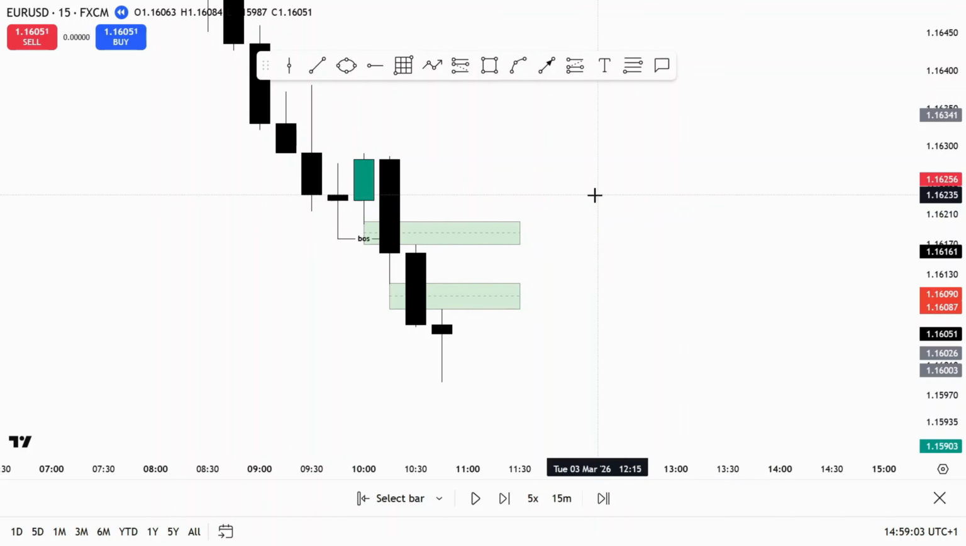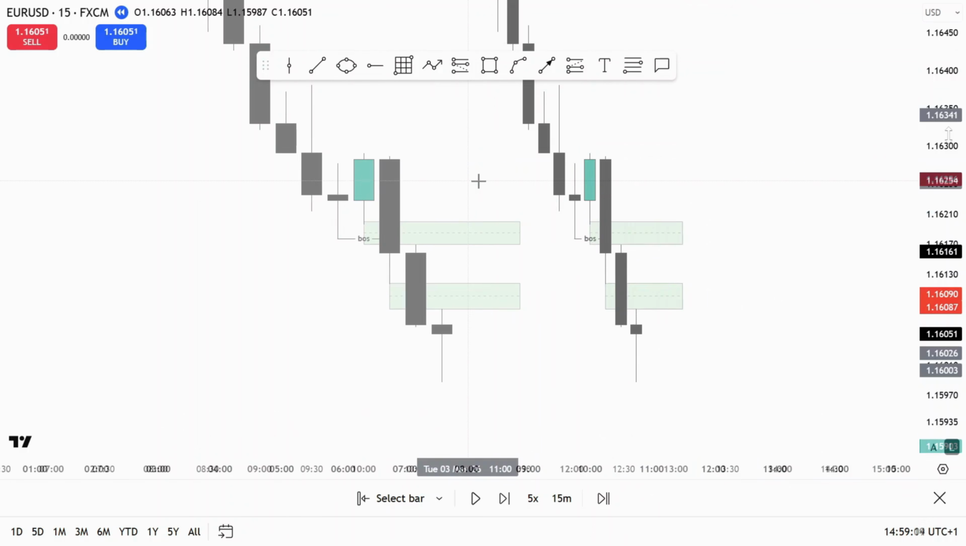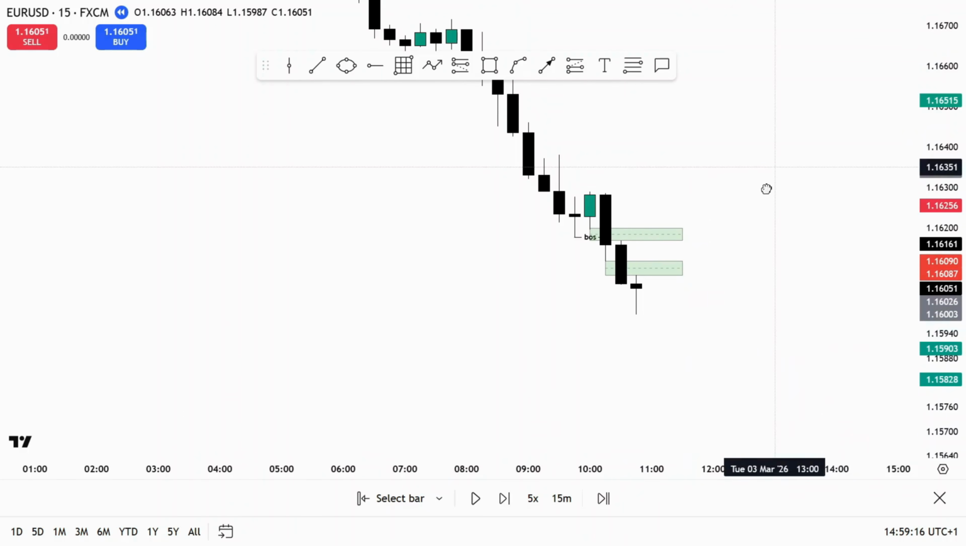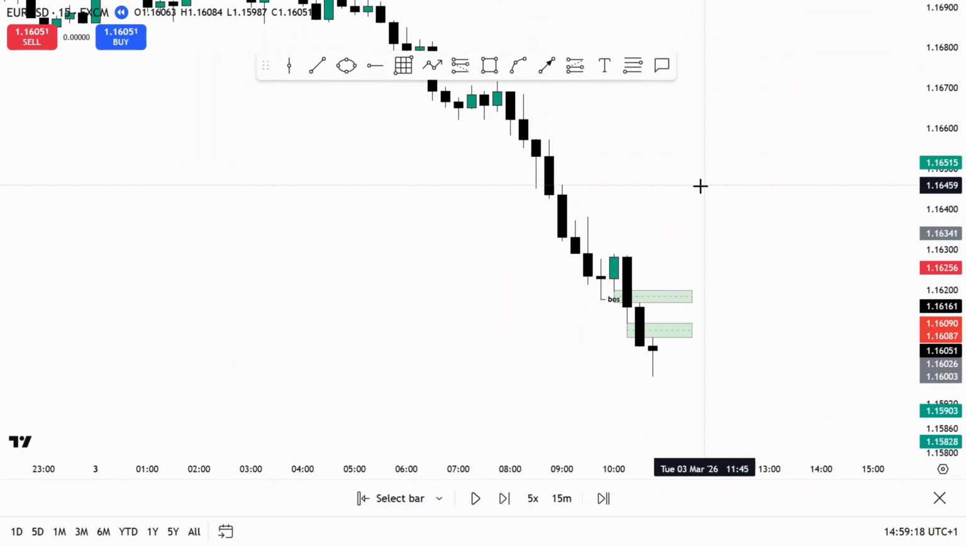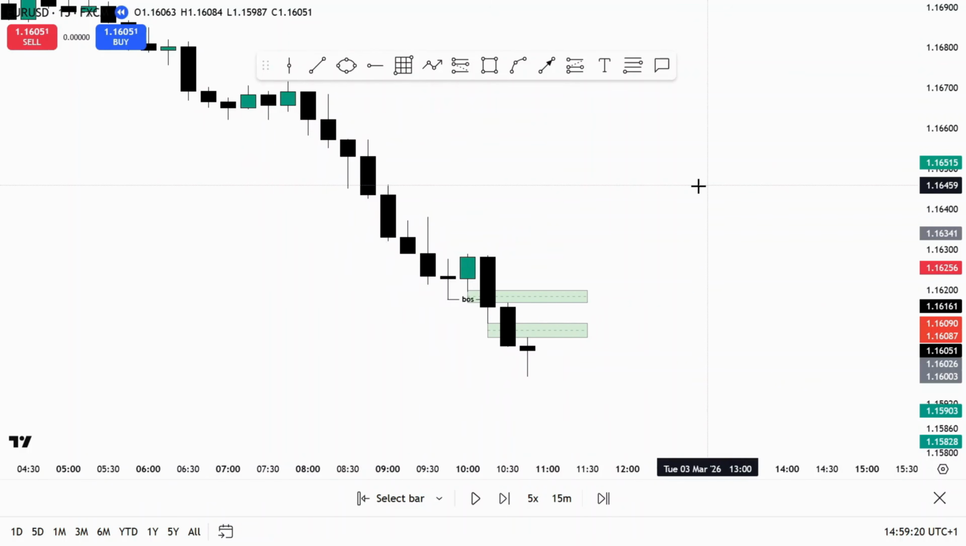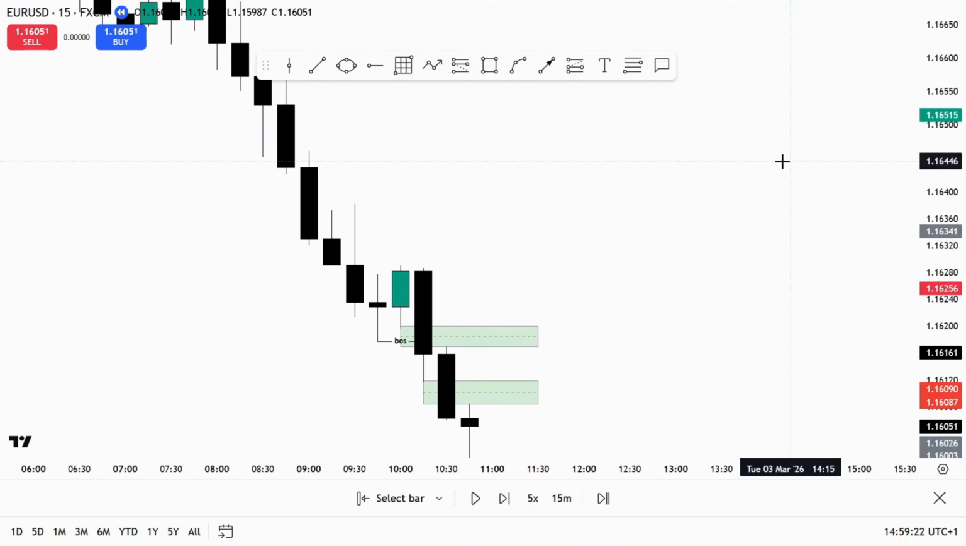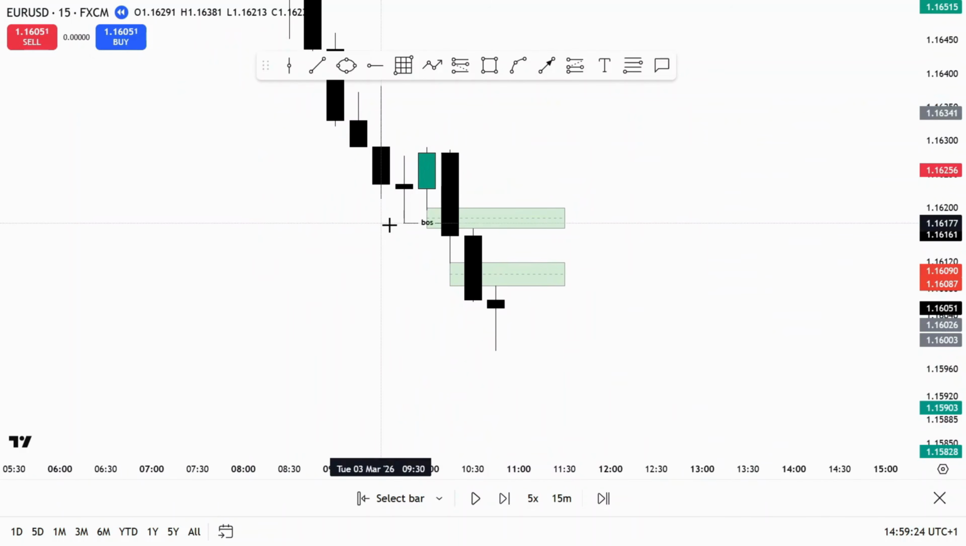This is Euro USD, the 15 minutes time frame, and this happened on the 3rd of March 2026. So first of all, we can clearly see that price is bearish. Price has been breaking structures to the downside. Now right here, we can see the newest break of structure to the downside, clearly showing us that price wants to continue lower. Now, price left behind two bearish fair value gaps.